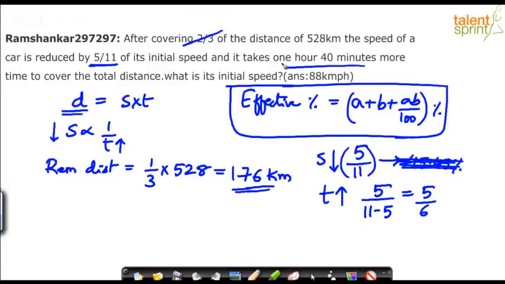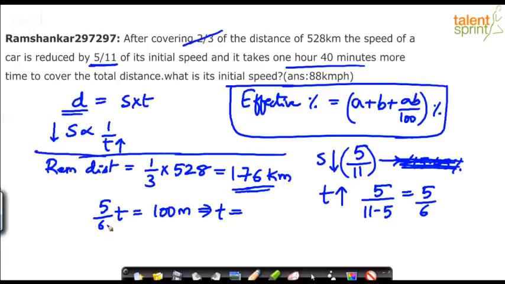But here, time taken has increased by how much? 1 hour and 40 minutes. So we can say 5 by 6 of the time is equal to 1 hour and 40 minutes, or 100 minutes, let's say. So which means actual time required. See, this is not actual time. This is the time for only remaining distance. Forget about the first 2/3. So actual time required will be how much?